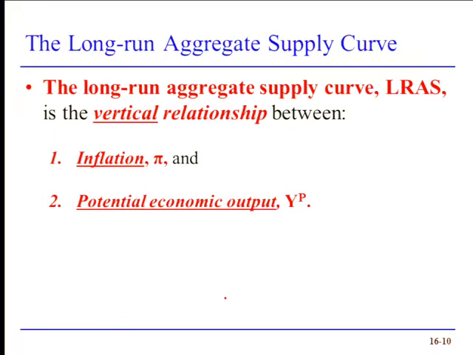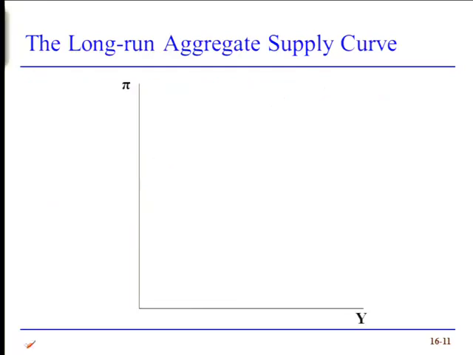In the long run, the model is always in equilibrium. In the long run, the classical dichotomy holds. So we will have complete wage and price flexibility. In other words, wages and prices will adjust so that we're always in that long-run equilibrium. So what we have then is this vertical relationship at potential output, our long-run aggregate supply curve.